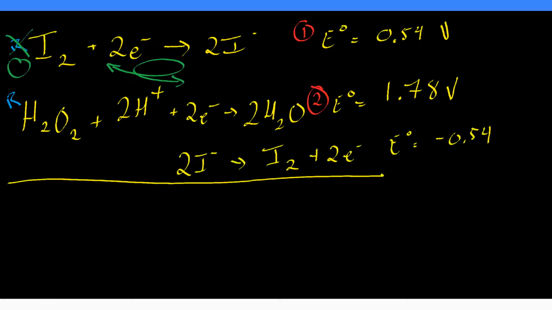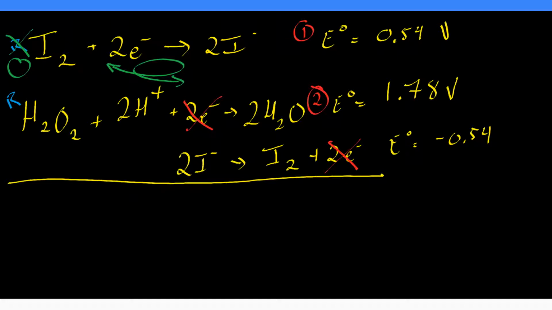So you just bring it down, you flip it around. And what you get is, 2 iodide goes to form iodine plus 2 electrons. And notice when you flip it around, just like with enthalpy, you change the sign. Okay? So subtracting a positive is the same as adding a negative. Okay? And just like with balancing redox reactions, anything that appears on both sides of the arrows is going to cancel out. In this case, all it is the 2 electrons.